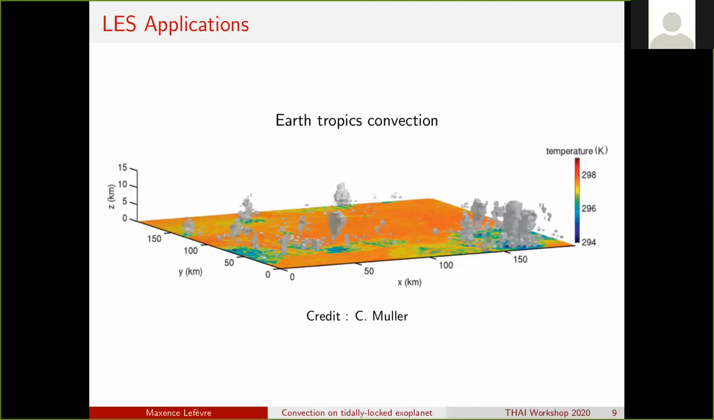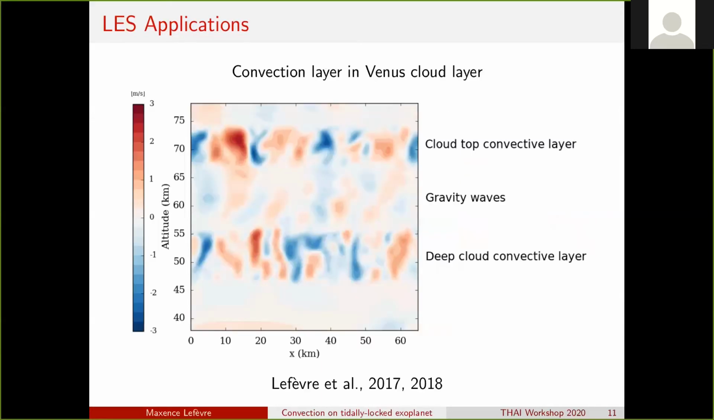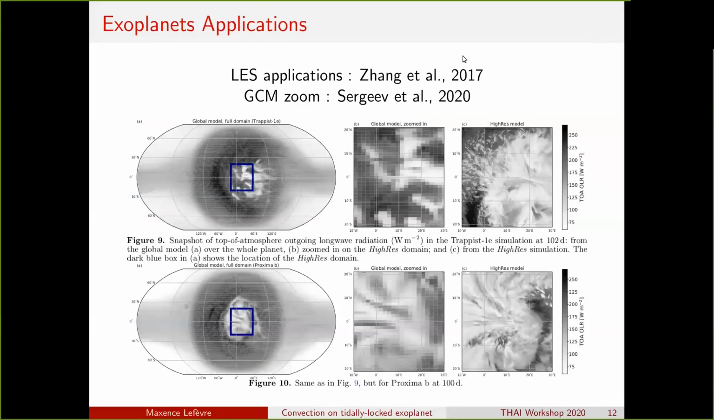Such models were used to study the convection in the tropics, the convection at the surface of Mars, but also the convection in the clouds of Venus. And there are also some applications on tidally locked planets. I show here one with a GCM and a zoom with a grid size of 4 kilometers, where most of the convection is resolved.